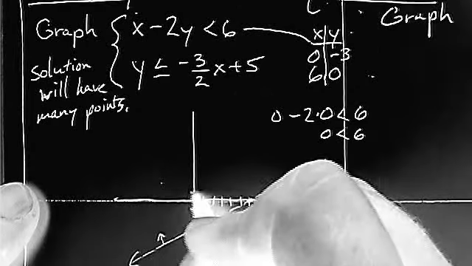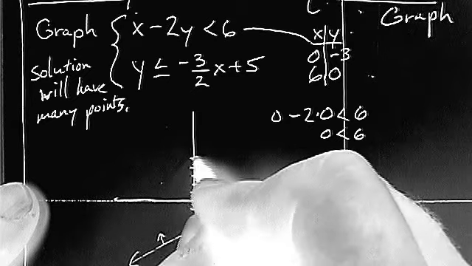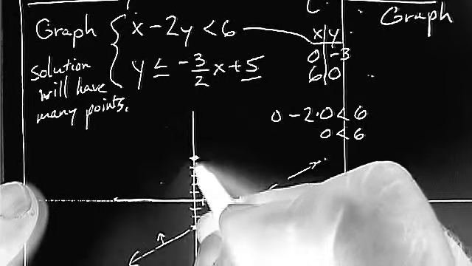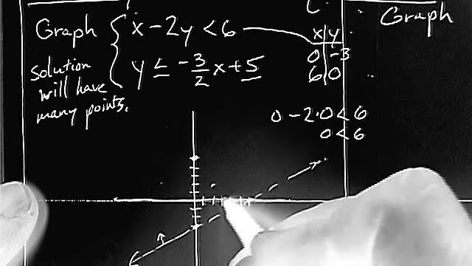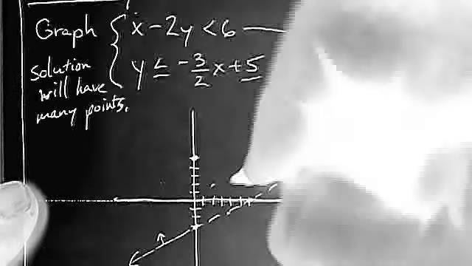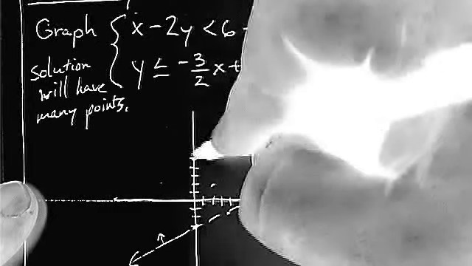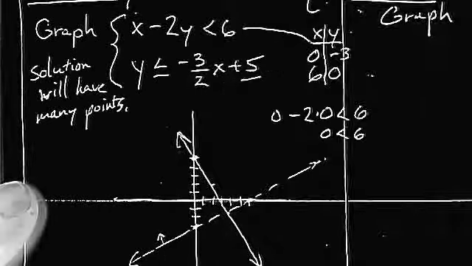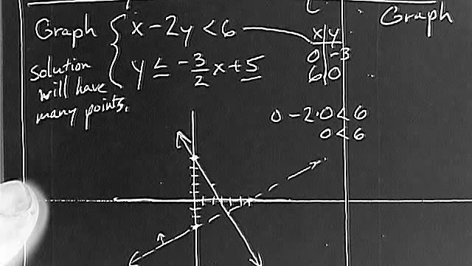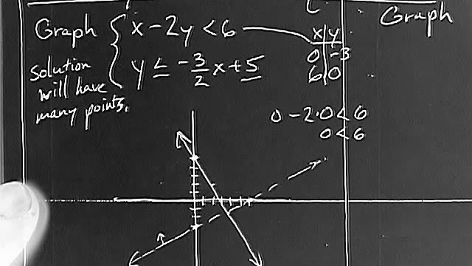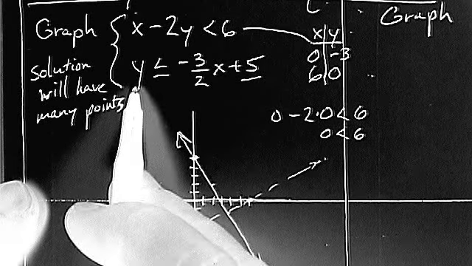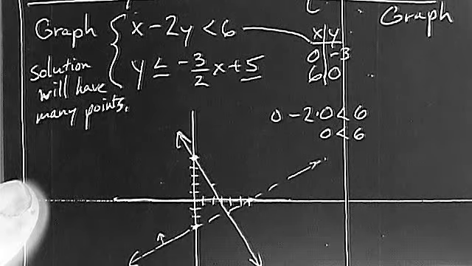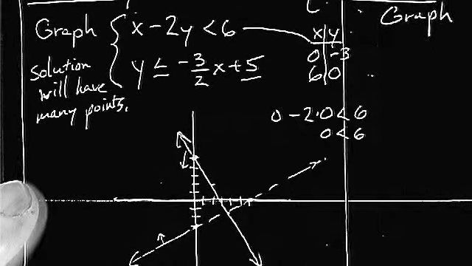Plus 5, so up 1, 2, 3, 4, 5. It's got a y-intercept of 5 and a slope of negative 3 halves, so that's down 3 and 2 to the right, and down 3 and 2 to the right. This one has an equal to, so it's going to be a solid line. And I remember I told you that your gut instincts when it's solved for y are always right. When you say less than, you want to shade below the line. In this case, that would be below the line this way.